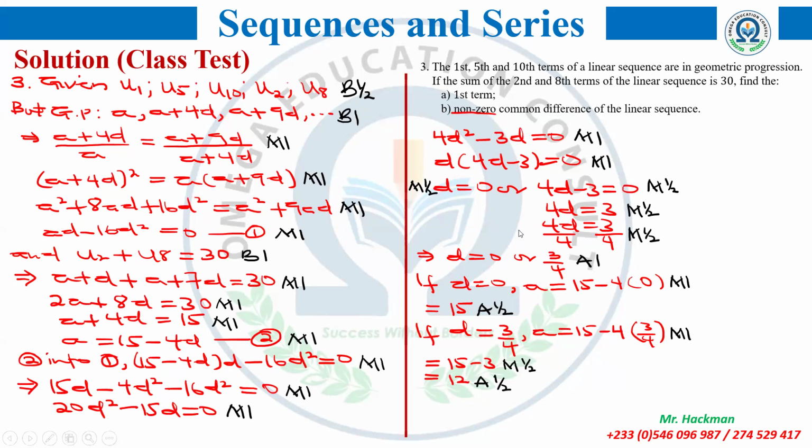So what do we do? Your D will be these two values, but you will need to get your first term. If D is equal to 0, you substitute that into equation 2 and that will give you A equal to 15. If D is equal to 3 and 4, then you substitute, and that will give you what you have here. So at this point, you know the values of A and D.